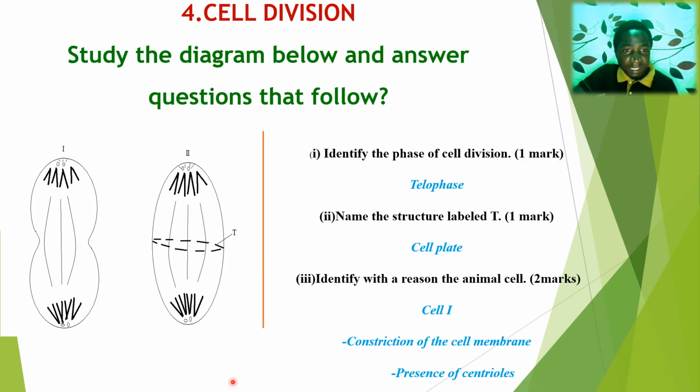Then we also have presence of what? Centrioles. Presence of centrioles. So basically just understand that animal cells divide by constricting their membrane, while plant cells form a new what? A new wall. Okay, next question.